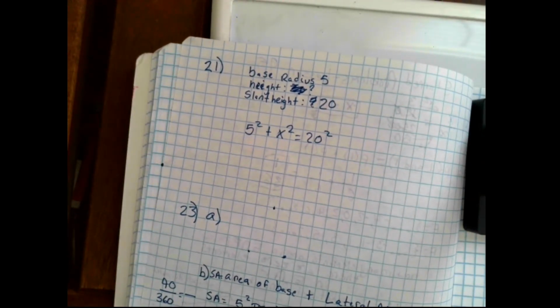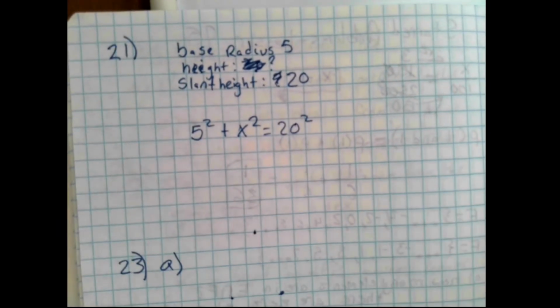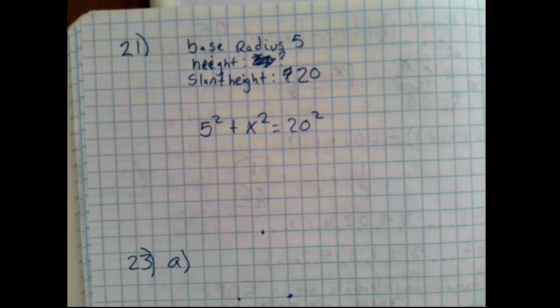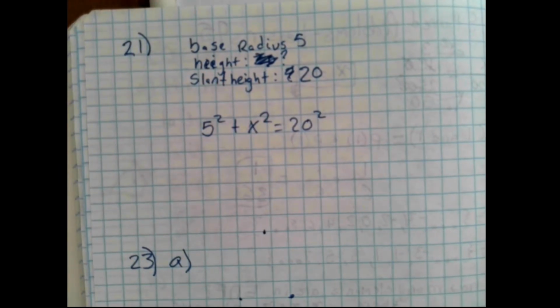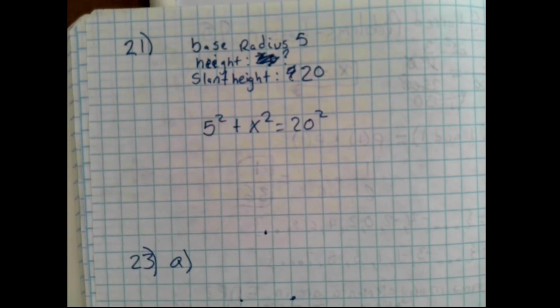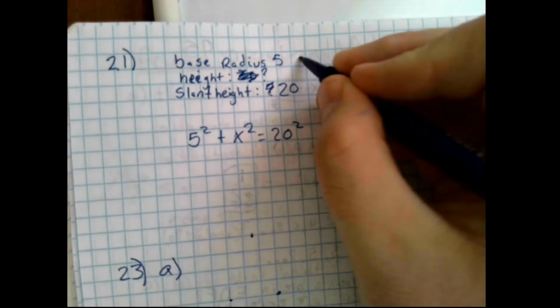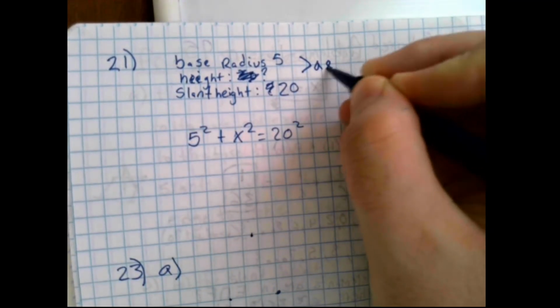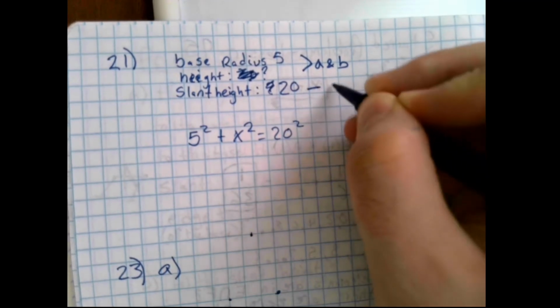Question number 1. Or sorry, not number 1. 21. Question 21 gives us a base radius and a slant height, and asks us for the height. So we're going to plug that into the Pythagorean theorem. Remember, these two are A and B, and this one is C.